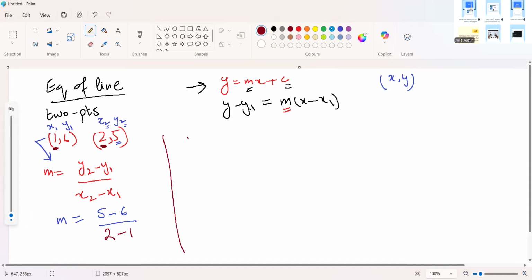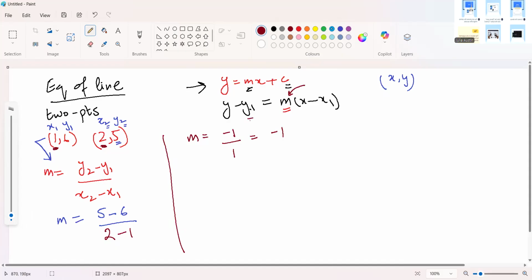Now I need to simplify this. m is equal to 5 minus 6, which is minus 1, divided by 2 minus 1, which is 1. So negative 1 divided by a positive 1 is always negative 1. So from here, I have my gradient. So this problem of the gradient is solved.